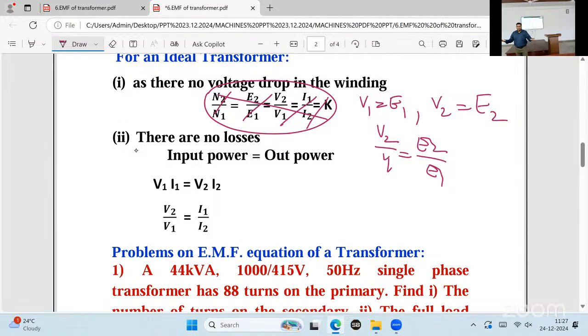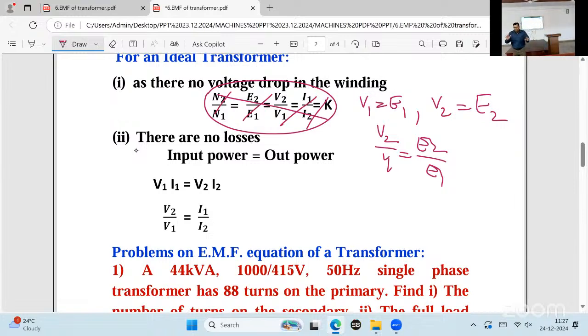We get a new formula. What is the new formula? V2 by V1 is equal to I1 by I2. Now make it a combination formula. N2 by N1 is equal to V2 by V1 is equal to E2 by E1 is equal to I1 by I2. This is the standard formula.